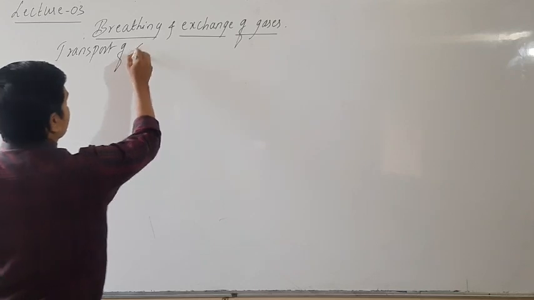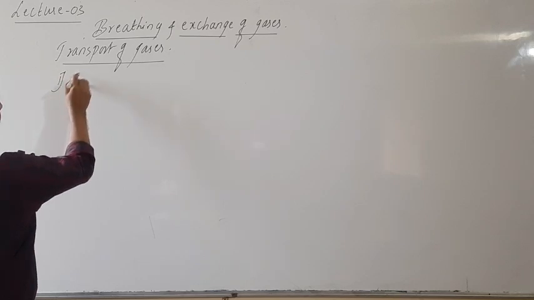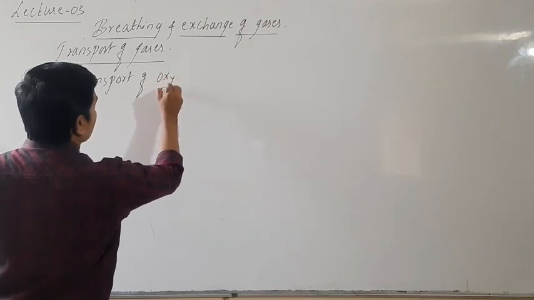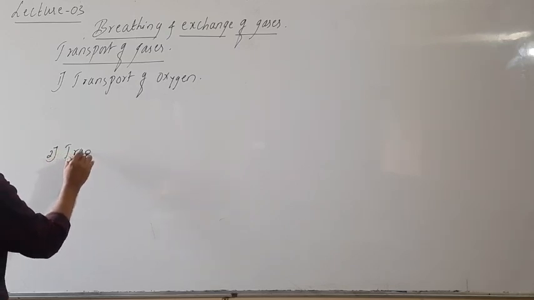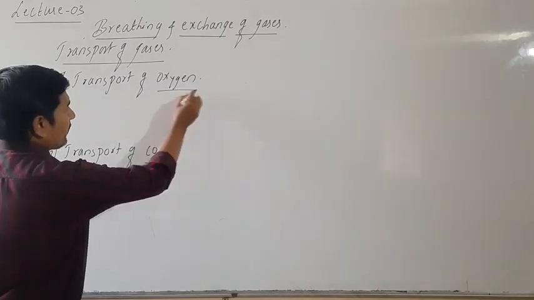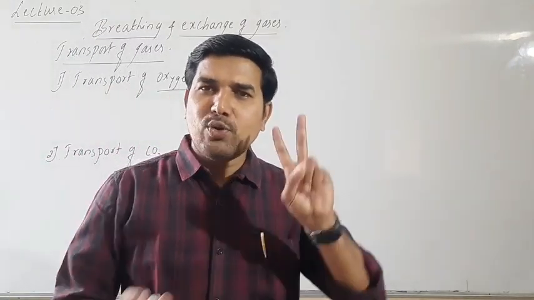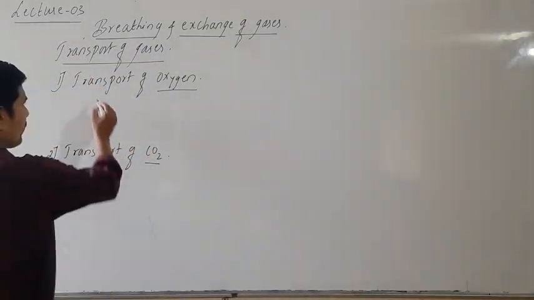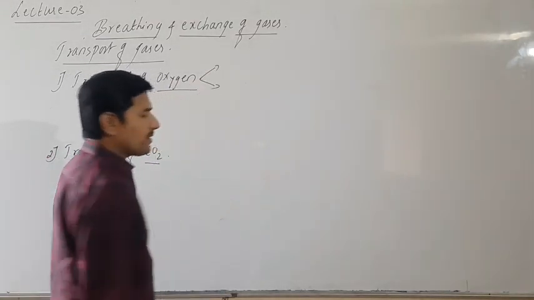Transport of gases. First we have transport of oxygen, and in the second part we have transport of carbon dioxide. Oxygen is transported in two forms, carbon dioxide is transported in three forms. So what are the forms of this transport? Transport of oxygen: oxygen is transported majorly in two forms.